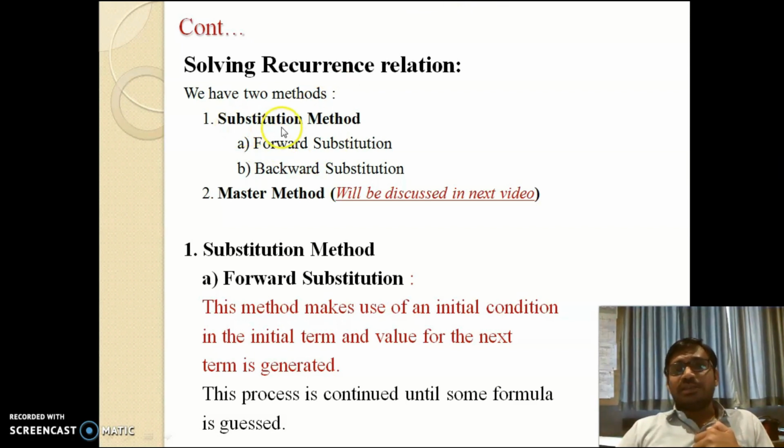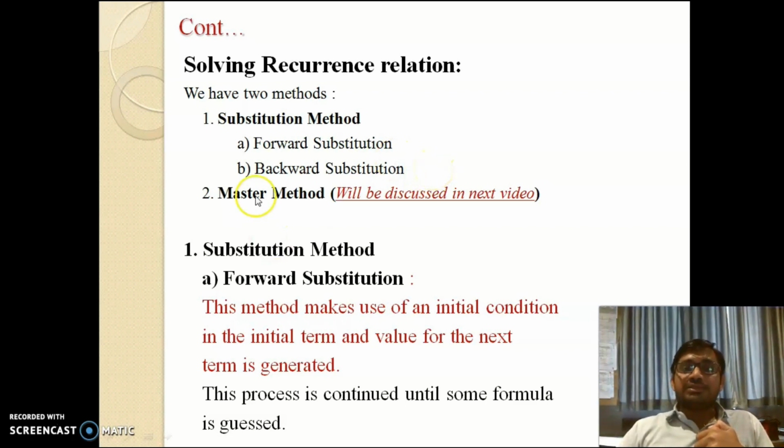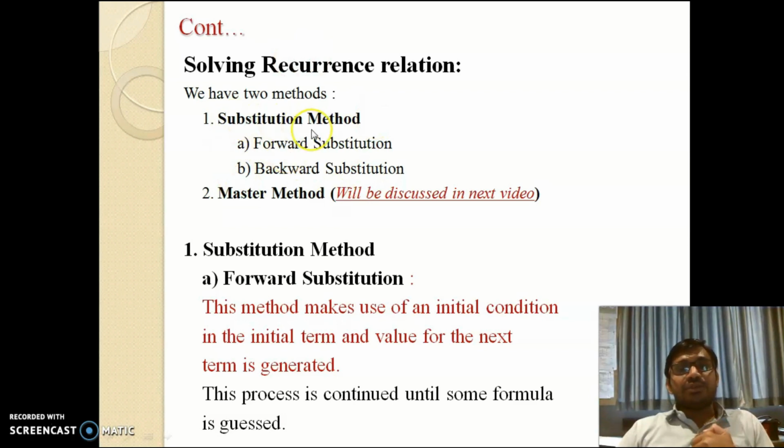So first, the substitution method itself has two parts. One is the forward substitution method. You can use the forward substitution method to find the solution, or you can use the backward substitution method to find the solution. In today's video, we will discuss our first method, that is the substitution method. In that we will discuss both methods, forward substitution with one example and backward with one example. And in our next video we will discuss our master method, right? So let us start our first method, that is the substitution method, to find the solution of any recurrence equation.